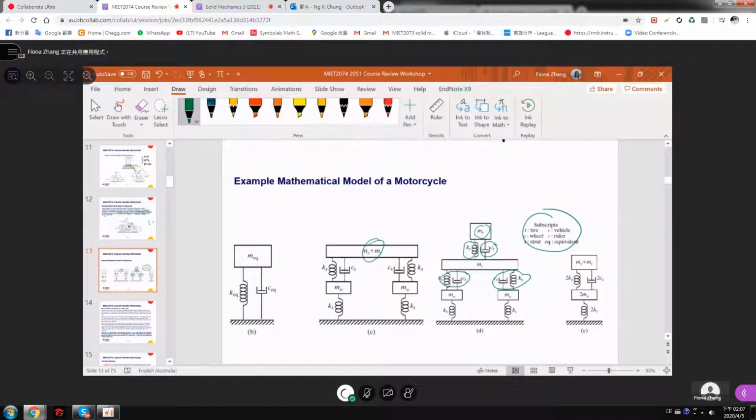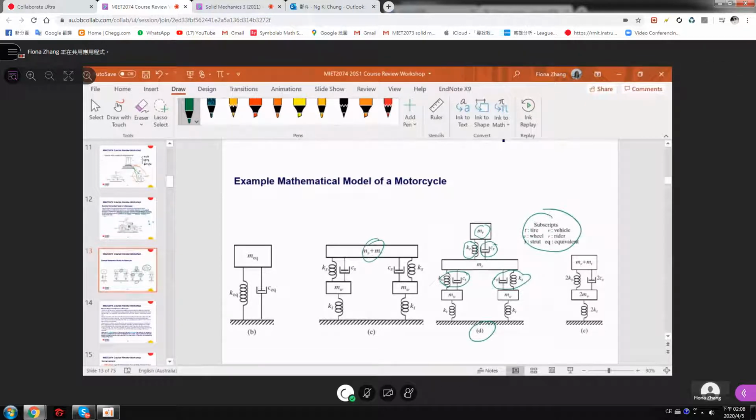Right, so you can see that you can have different models. But which model are you going to use? Of course, this one is more accurate, but it might be more complex. So depending on how accurate a result you are looking for, you can select the right or appropriate model.